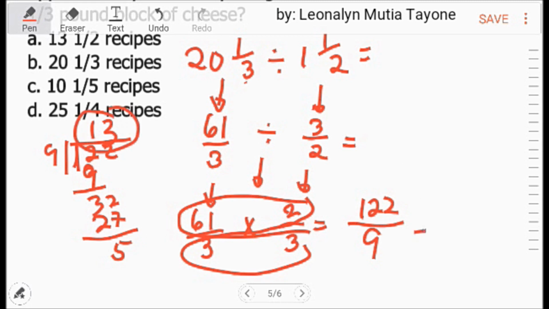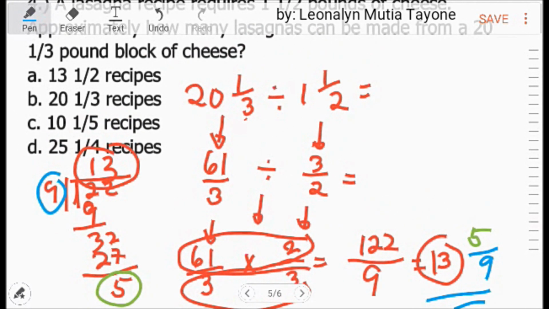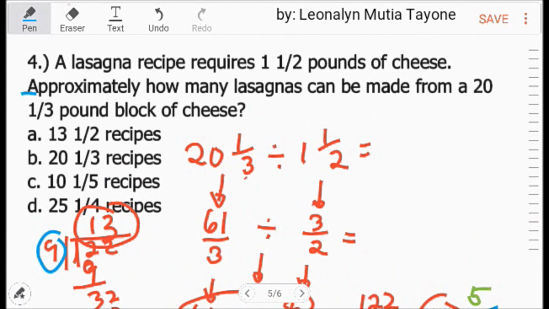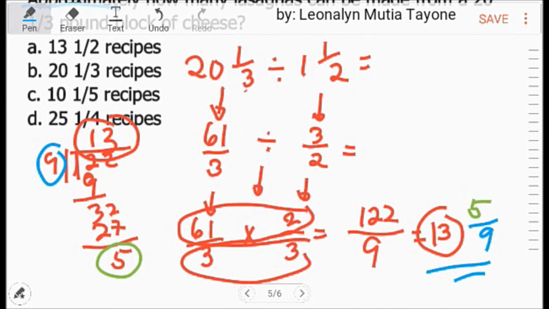Itong 13, yan yung whole number natin. Si 5, yan yung numerator natin. At kopyahin yung denominator na 9. Ngayon ang answer ay 13 and 5 over 9. The question is, wala sa choices. Pero, take note, approximately. So, malapit dito sa 13 and 5 over 9.